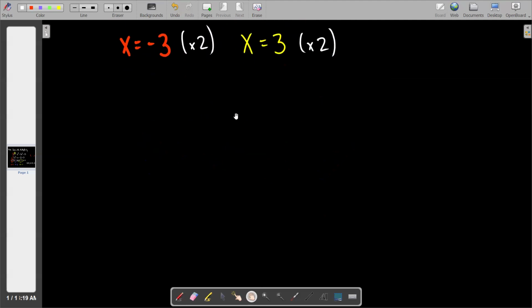Get our axes squared away, and then we'll talk about end behavior, and then we'll talk about the roots. And I think that's that. So I need an x-axis. And this graph will be symmetric.